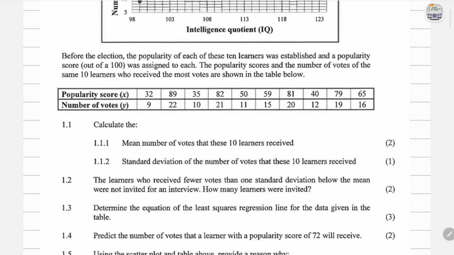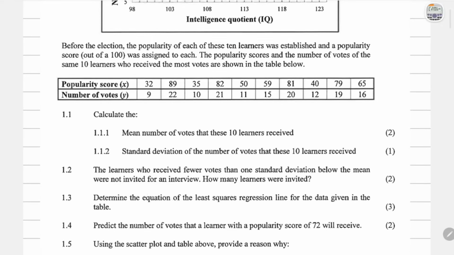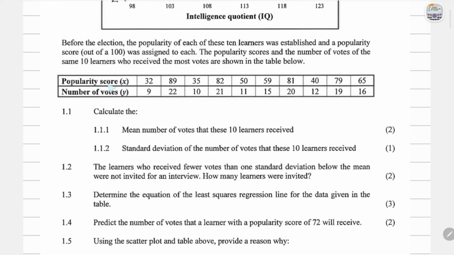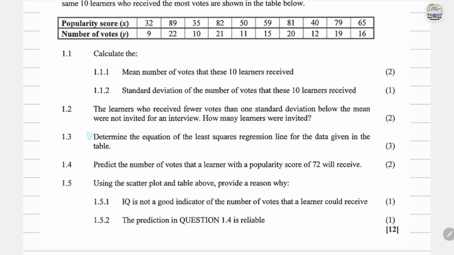Now we can see that the votes are already here. We can see them down. So let's go ahead and put down this information, but we're going to put down the popularity score and the number of votes. As we keep going down the questions, 1.3 asks for the equation of the least squares regression line for the data in the table.